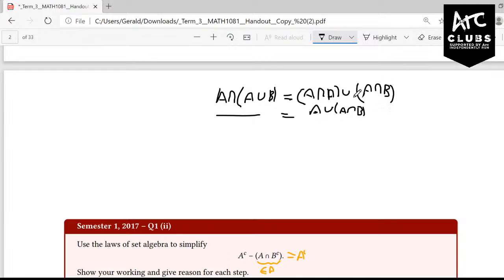Basically, what this is saying is you take either the entire set A, or you take this middle part here, and you'll be able to see that it does actually end up being A.